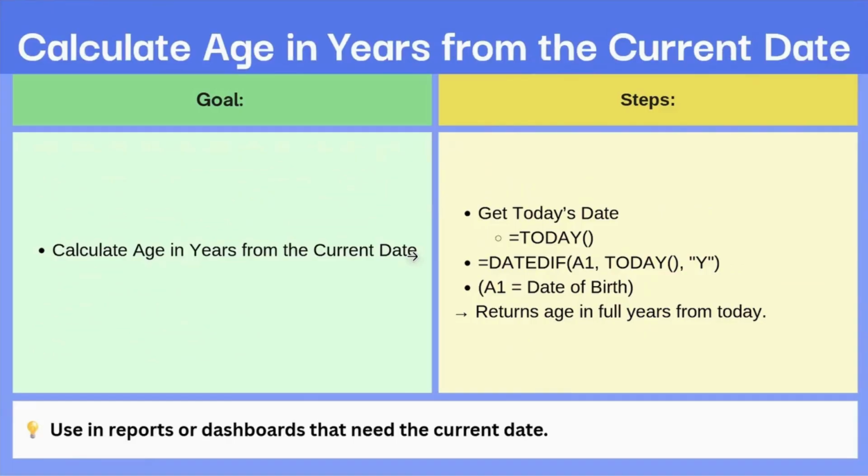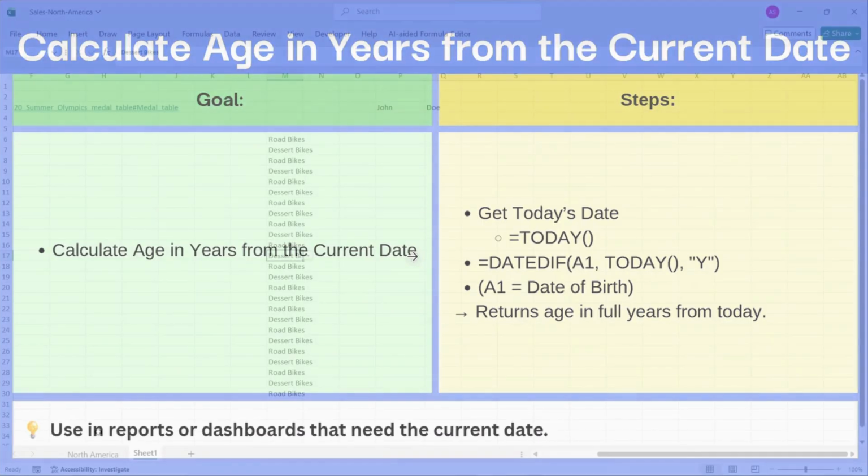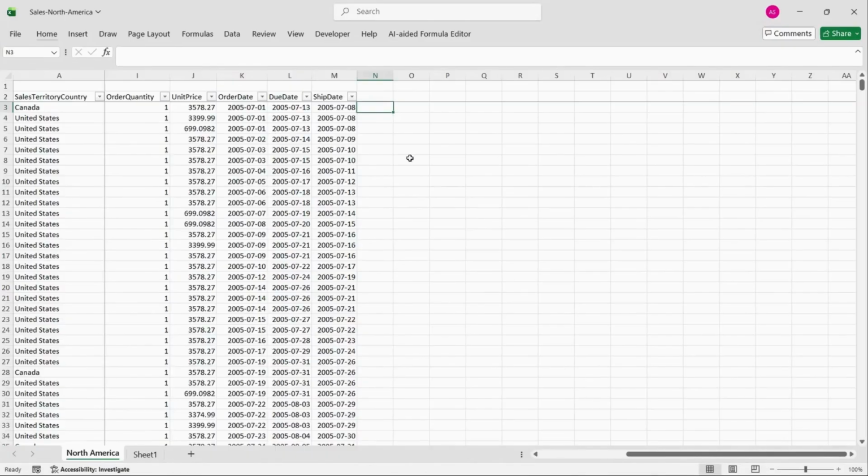Now, how to calculate age in years from the current date? Or let me reframe the question. Let's say how to calculate the days passed since the last order in your order inventory or something. Here we have our order date. So first of all, let's see what happens when we enter the TODAY function. Great. So today is 29th of November, 2025. And this is the date we have here.